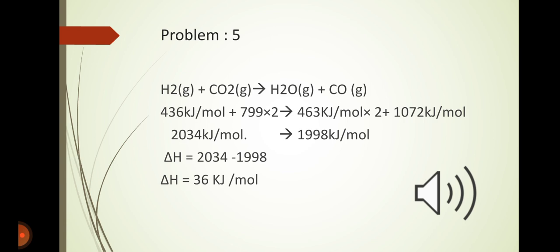So 2 carbon oxygen bonds are there, so 799 into 2. And for H2O, the bond energy of oxygen and hydrogen is 463 kilojoule per mole, plus the CO bond energy, which is 1072 kilojoule. In the next step, the change in enthalpy of the reaction is 2034 minus 1998. The change in enthalpy of the reaction is 36 kilojoule per mole.